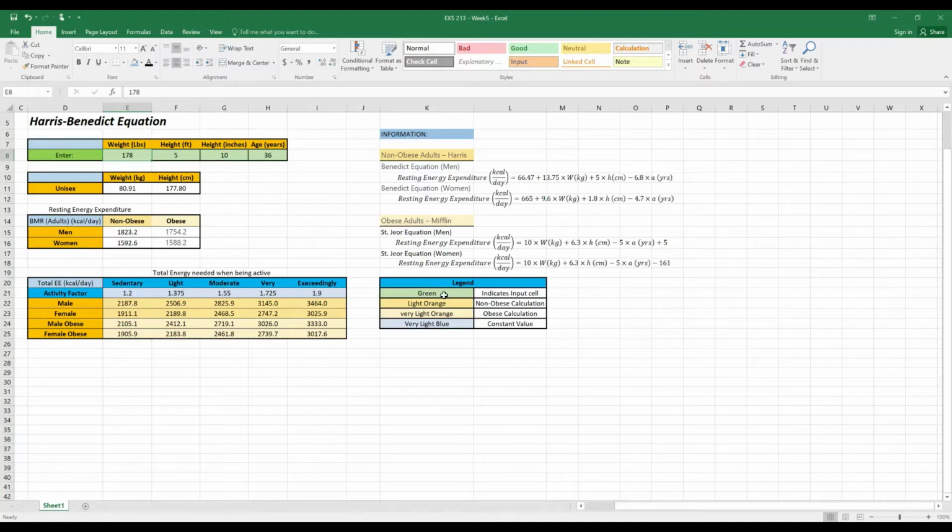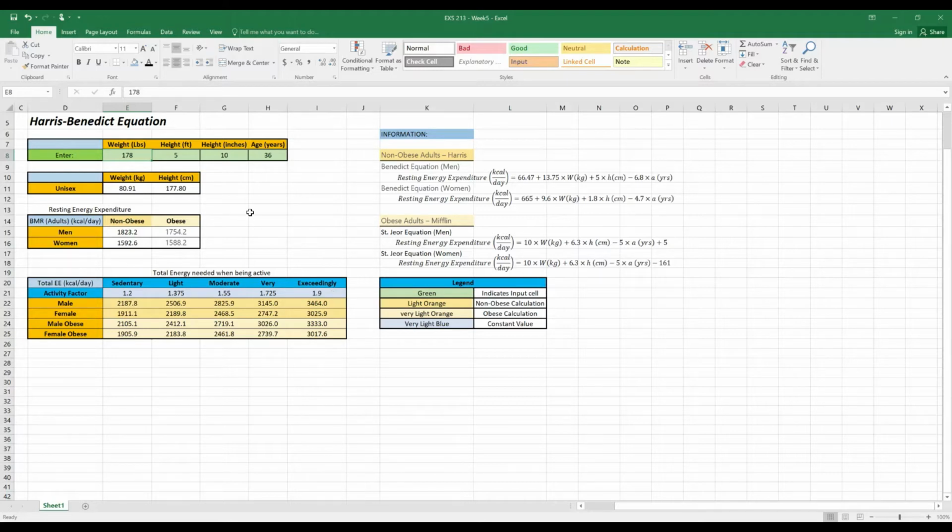What I've gone ahead and done with this whole Excel spreadsheet is enter some fields here. As you can see, this legend over here is just for information. The equations and calculations are all performed within these cells over on the left side. In the legend, the light green indicates input cells, where you can add in values. The light orange indicates non-obese individuals, and the very light one is for obese individuals.